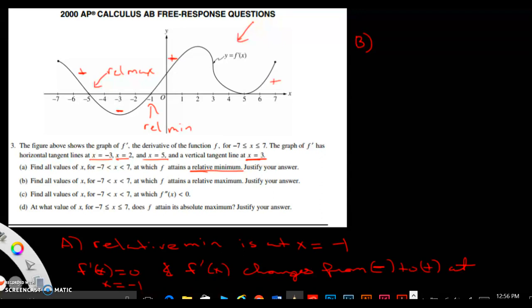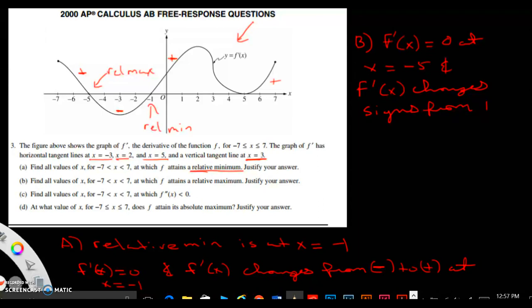So I would say f prime of x equals 0 at x equals -5, and f prime of x changes signs from positive to negative. Okay, part C.